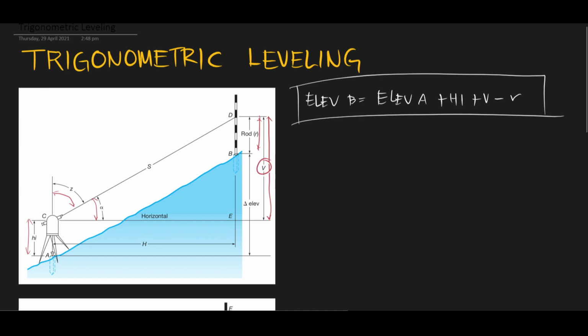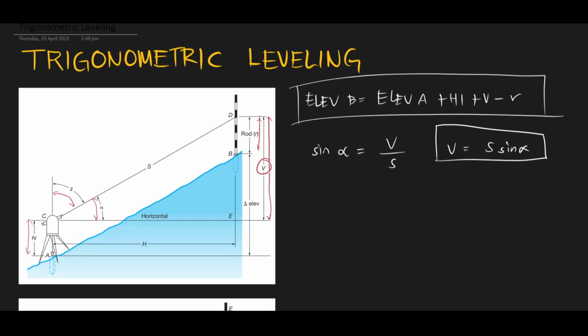For getting V, we just need to use SOHCAHTOA. Let's say we want to use the altitude angle. So sine alpha will be opposite, which is V, over the hypotenuse, which is S. So our V is equal to S sine of alpha. So this is the formula for V if you use alpha.